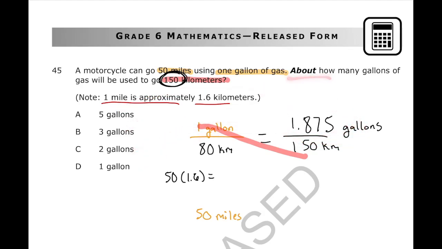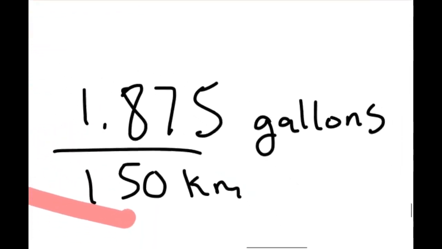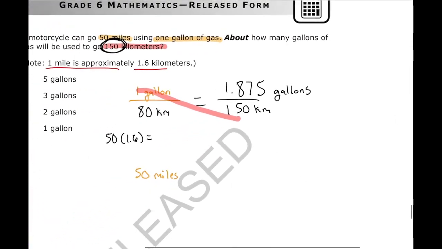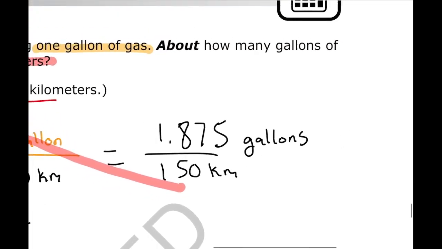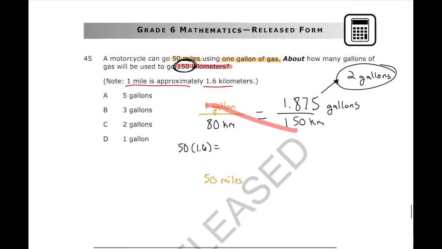The key word here is about, which means we're going to take this value and round. It looks like we're rounding to the nearest gallon. So 1.875 is rounded up to the number 2. So 2 gallons would be the best answer for this situation. And that is answer choice C.